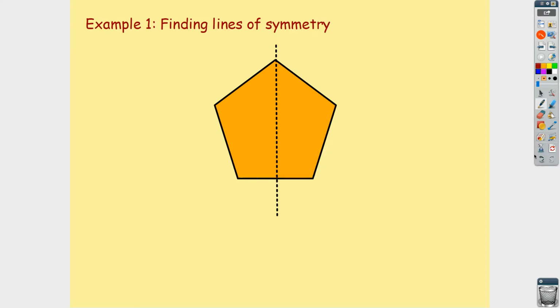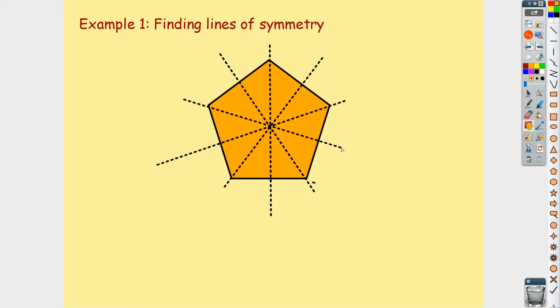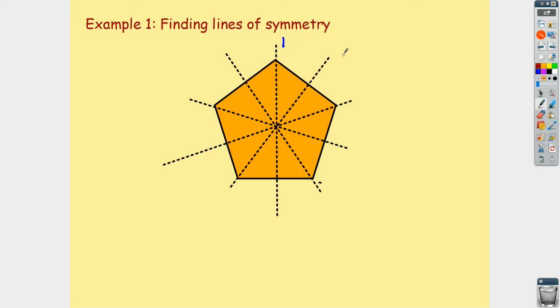Now, because the shape's regular and all the sides are the same length, that means you can do the exact same thing as you did with this line of symmetry, but through this point here, okay? And then you can do the exact same thing again, but through each of the other corners, okay? So you're going to end up with lines of symmetry here, here, and lastly, here, okay? What that means is we have 1, 2, 3, 4, 5 lines of symmetry.